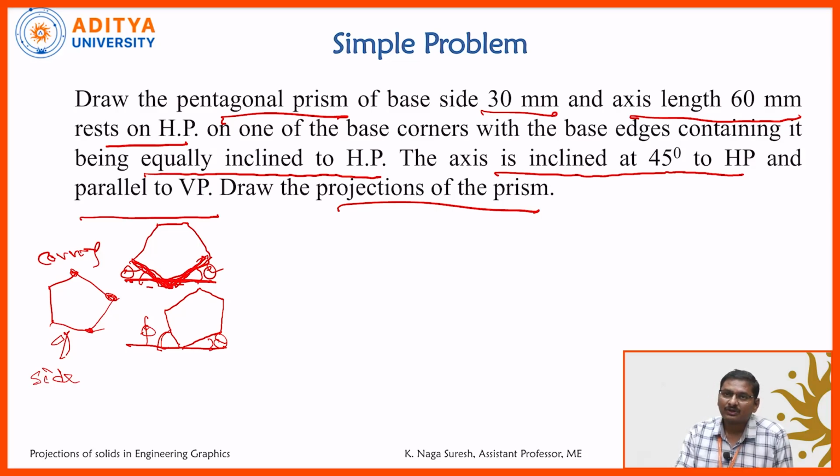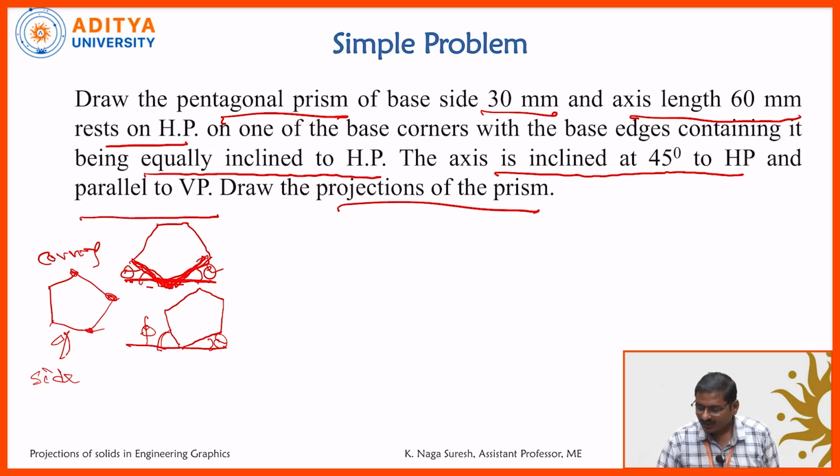This is the problem, and there are two stages. In the first stage, the axis of the prism is perpendicular to one plane and parallel to another plane. After that, by the change of position method, we change the axis, that is, we give some inclination, 45 degrees or some theta angle. That is the second stage. In the second stage, the axis is inclined to one plane and parallel to another plane.